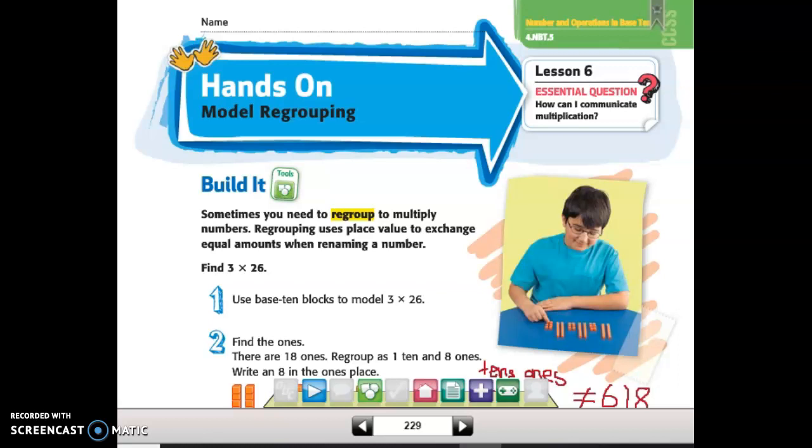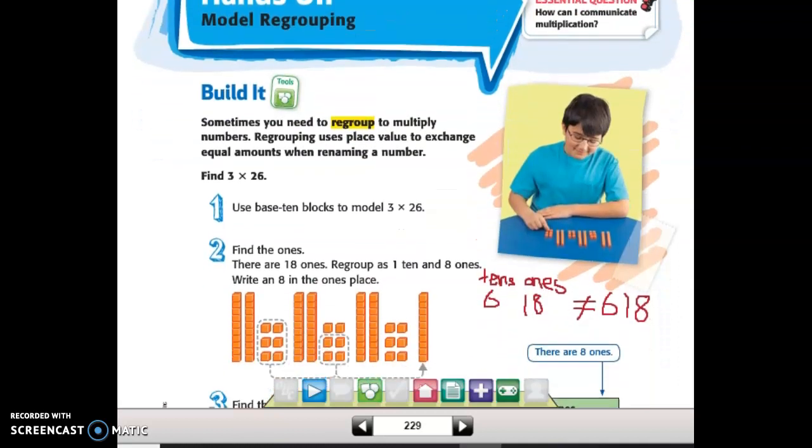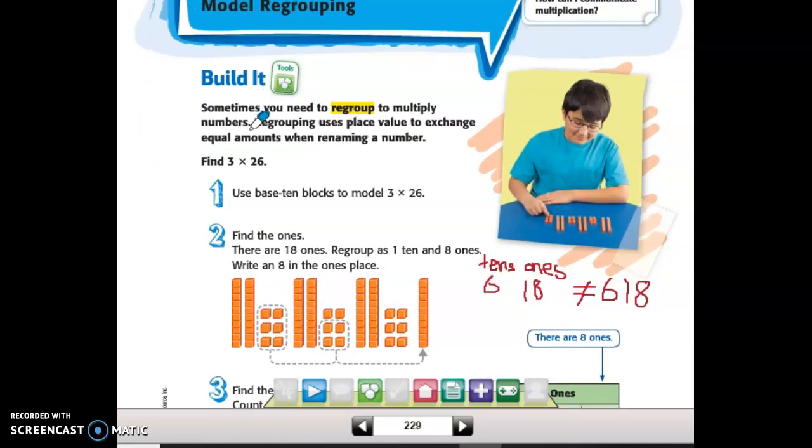We're on Chapter 4, Lesson 6, and we're going to model regrouping, so using those base 10 blocks. Sometimes you need to regroup to multiply numbers. Regrouping uses place value to exchange equal amounts when renaming a number or writing the product.